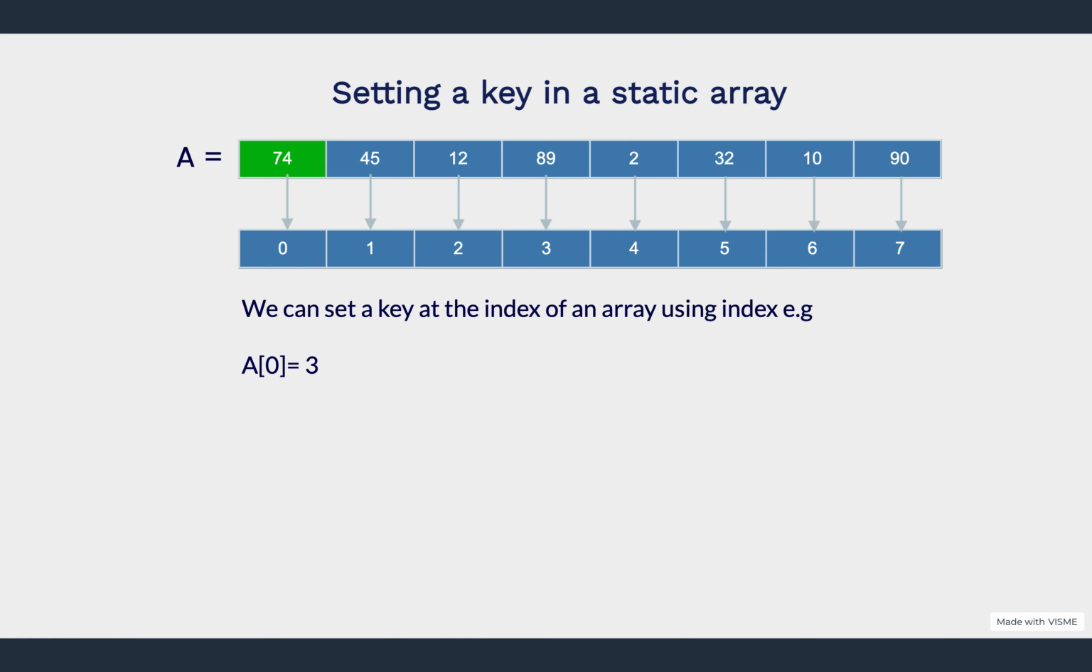Setting a key in a static array. So we can set a key at an index of an array using its index, right? So for example, if you're going to change the element at index 0, let's say you want to change it to 3, you're going to use the index, right? So this is going to change to 3, as you can see in the green box. So another example, let's say you want to change the element at index 5 to 40, right? So you change the element at that index and it changes to 40.